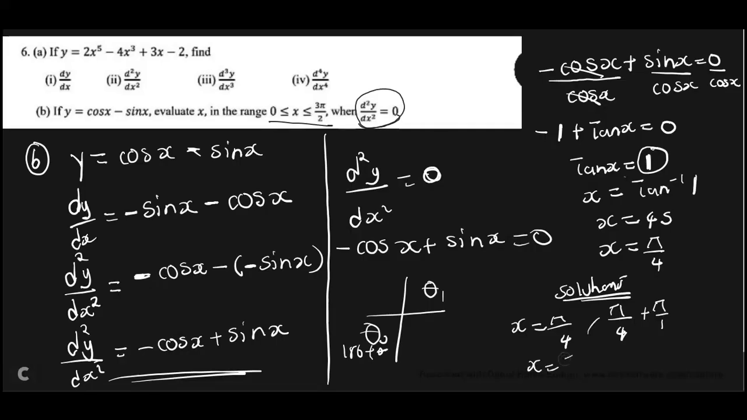equal to pi over 4. When you add there, you get your answer, which is 5 pi over 4. This is how you solve that question. Now let's go to another question.